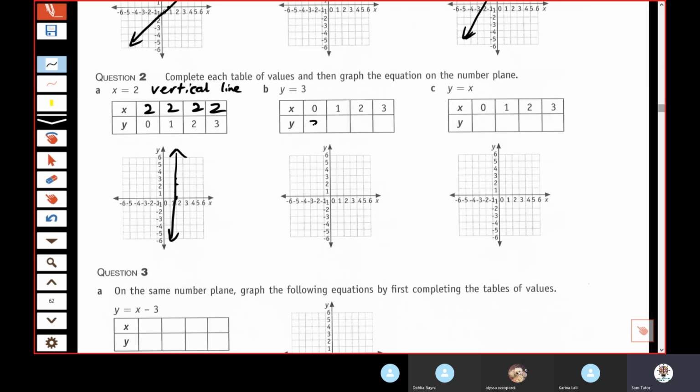Whereas when I say y equals 3, y equals 3 would be this way, horizontal. So can you see the x values are changing, but the y value is always 3. So this one's a horizontal.